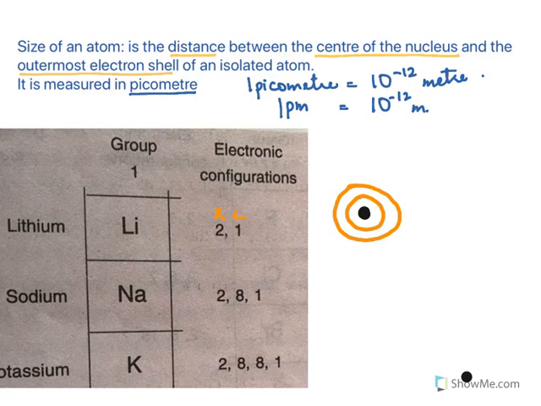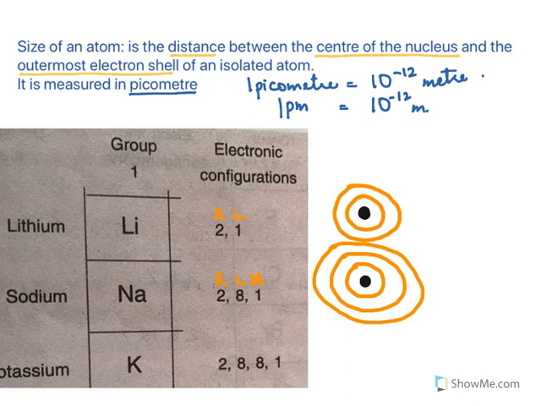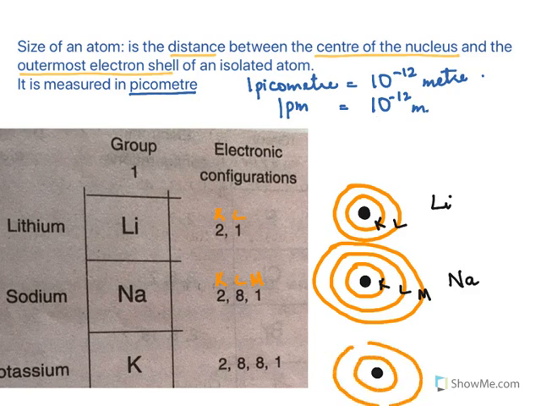When you go to sodium, it has 3 shells, K, L, M. So you definitely expect the atom to be larger. So you have the K shell, then you have the L shell and the outer M shell. So here was K and L, this is K, L and M, this is sodium, lithium. Now we go to potassium and it will be even larger. So I'll just draw part of it. Now it is K, then L and then the M shell.